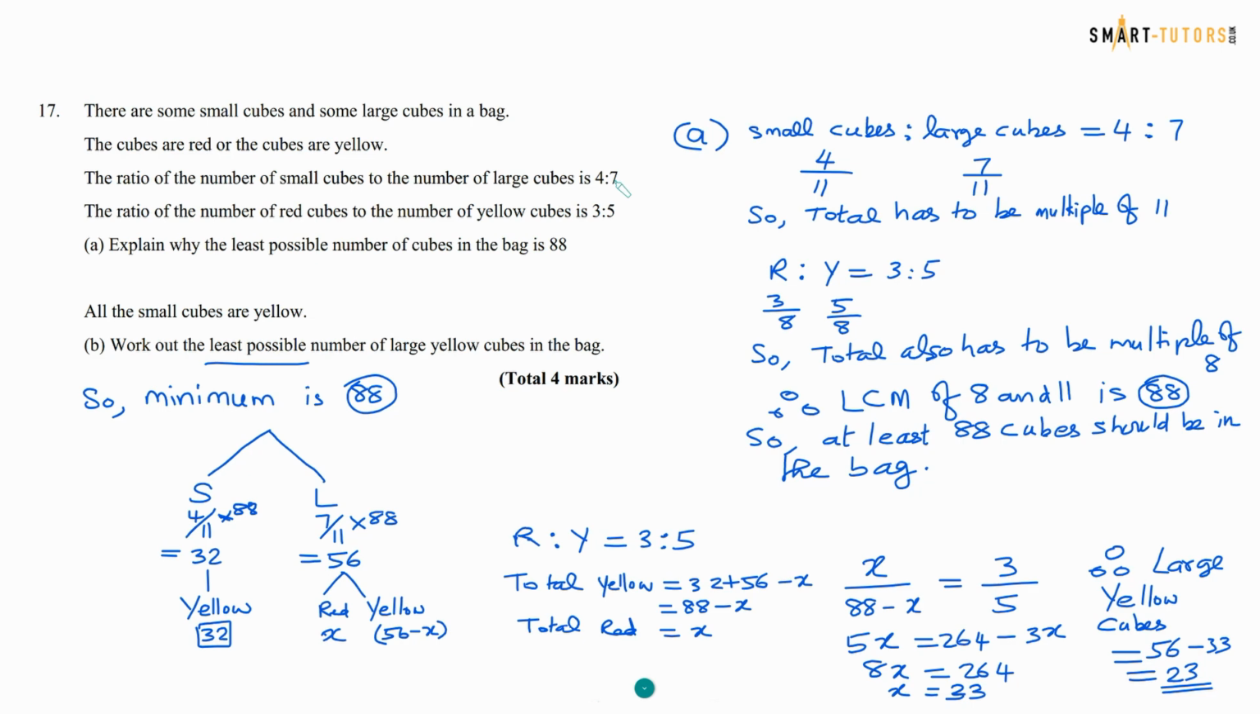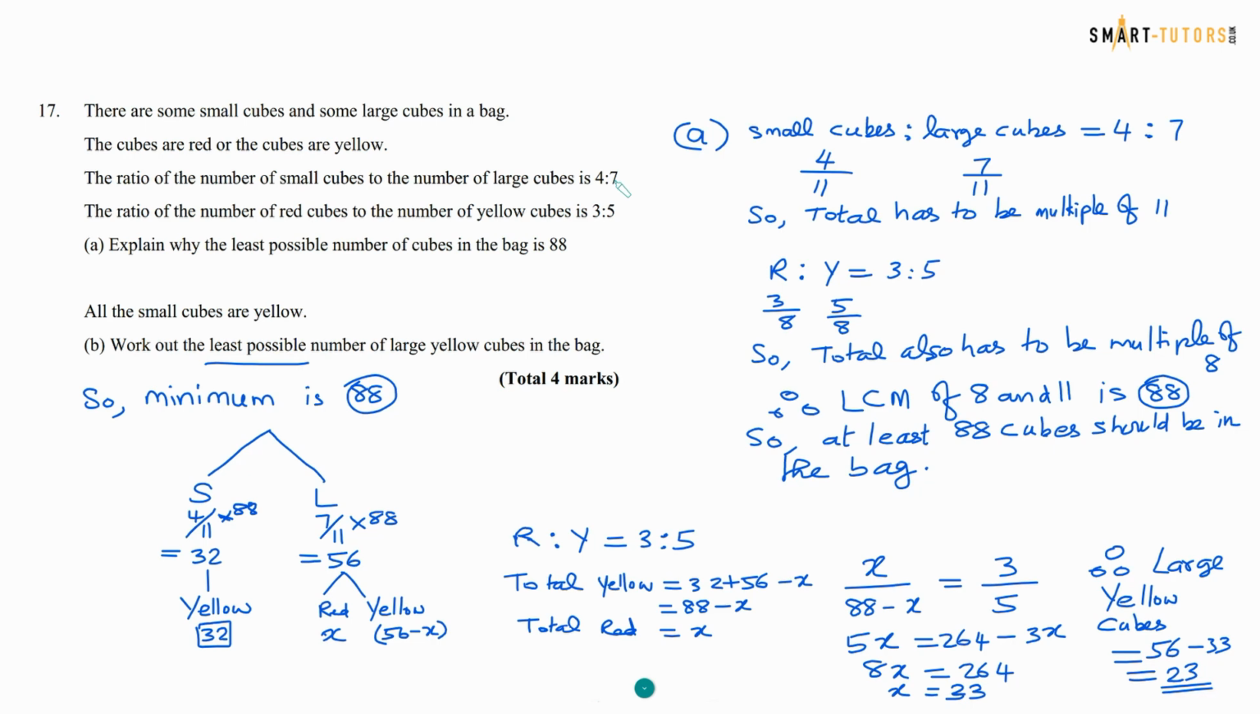Whatever the bottom number is, if the total is 22, 22 divided by 11 is 2. It can be 44. It can be any multiple of 11. Then the next part: the ratio of the red cubes to yellow cubes is 3:5. Red to yellow is 3:5, so the fraction of red is 3 over 8, because 5 plus 3 is 8. Yellow is 5 over 8. So the total also has to be a multiple of 8: 8, 16, 24, 32, something like that.